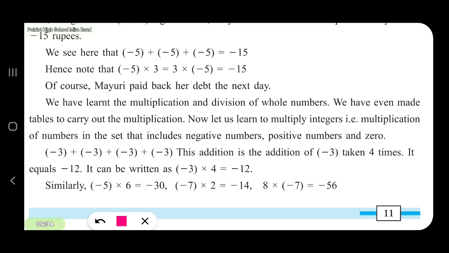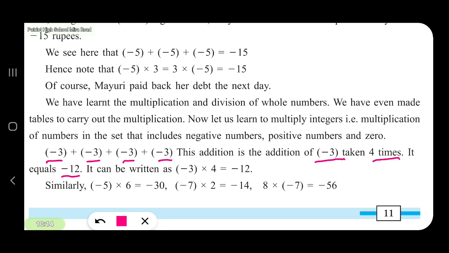Now consider this case, minus 3, minus 3, minus 3, minus 3. Since it is debt, we are showing it in brackets. And how much is the debt? You have to add all the 4 quantities. So it will be the addition of minus 3 taken 4 times. It equals minus 12. 3, 3, 3, 3. It is 12. So because it is debt, we show it as minus 12.